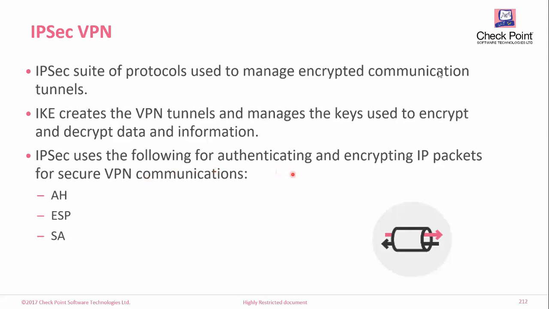IPsec uses the following for authenticating and encrypting IP packets for secure VPN communications. AH is authentication headers. Authentication headers, that's authenticating the IP header. Again, you've got the integrity of your connections going through the tunnel. Make sure the payload hasn't been changed since the transmission as it's going across the internet.